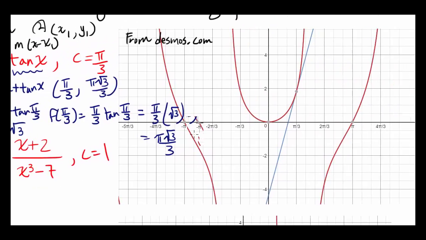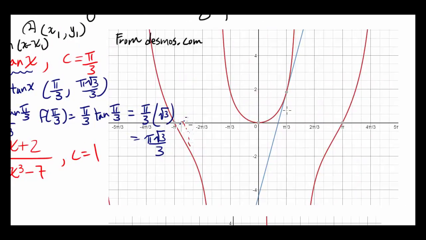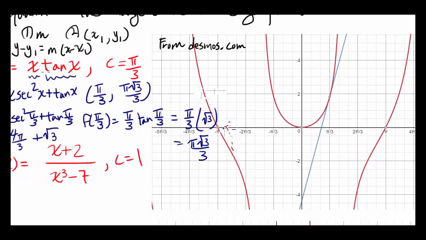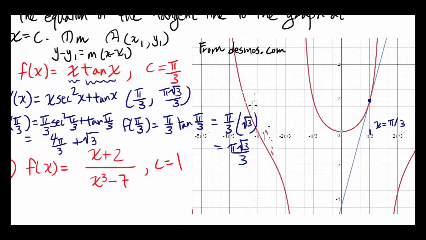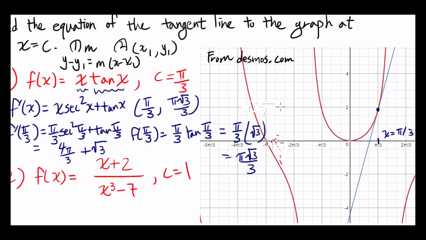So let's look at this graph. It's from Desmos.com. This red graph is the graph of y equals x times tangent of x. And you see this blue line is tangent to the graph at x equals pi over 3. And you want to find the equation of this line. And we can find the equation of this line because we know the slope and we know the point.